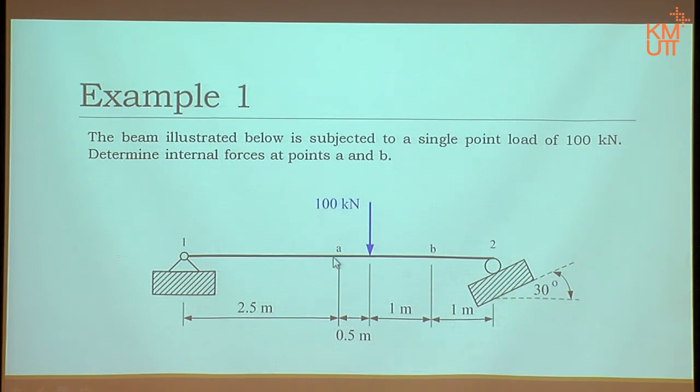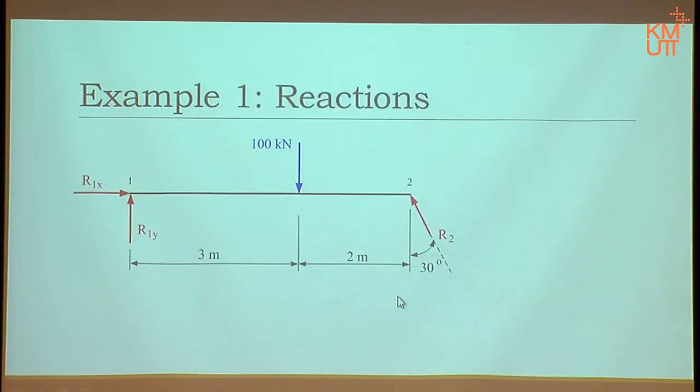Because we have to define where point A is, where point B is. When you calculate, I don't need that 2.5, 0.5. All I need is that from here to here is 3, from here to here is 2. To calculate the reactions, point A, point B doesn't mean anything. So for this picture, you can ignore it for now.